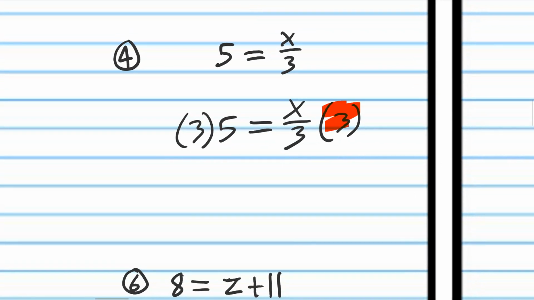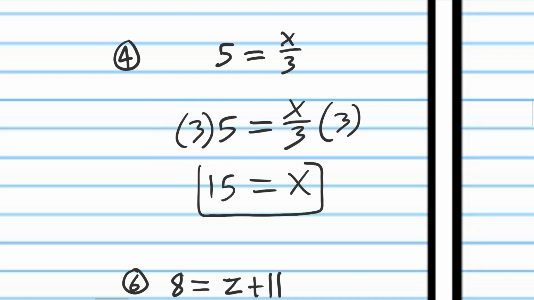So now these 3's cancel out, and that's why we did that in the first place. So we get x, and then we just have to multiply 3 and 5 to get 15. So the answer is 15. The unknown, x, the variable, is 15.